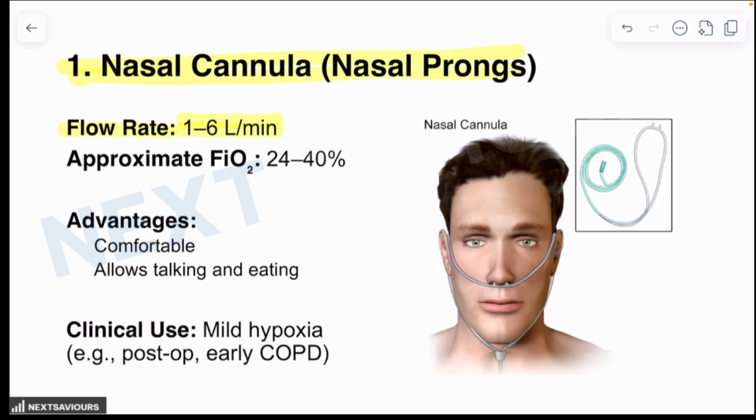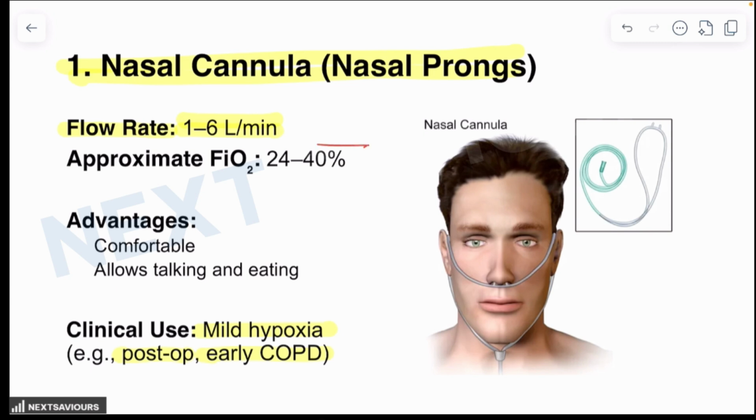Imagine the patient is coming out of the operating room and you have to provide some amount of oxygen in order to resuscitate and stabilize that patient. That means in case of post-op, in case of early COPD, a patient who is suffering from mild hypoxia where not too much flow rate is required, then nasal prongs are used in those cases.